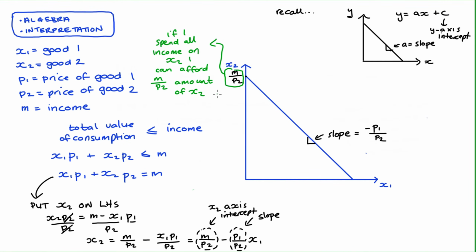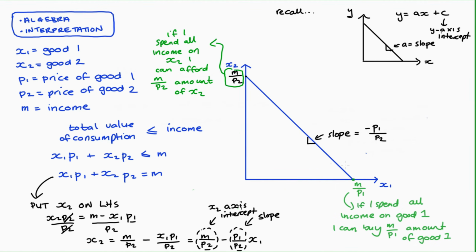And our x1 axis intercept, or horizontal axis intercept, can be found and interpreted in the same way. At this intercept, the amount of good 2 that we're consuming is equal to 0. So this point will be the maximum amount of good 1 that I can buy with my income if I spend all of my income on good 1. And we can find that just by taking our income and dividing it by the price of good 1.